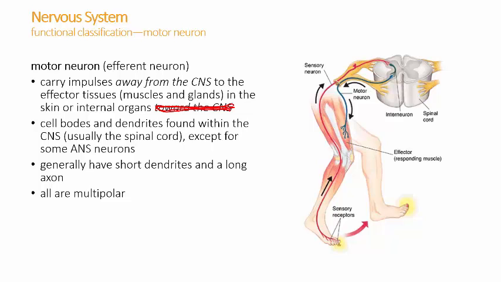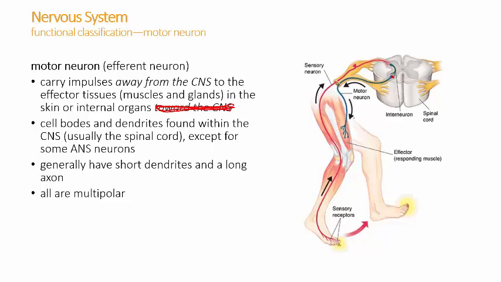The cell bodies are usually found inside the central nervous system. So here's the cell body for our motor neuron. The exception to that is some of the autonomic nervous system neurons. And they generally have very short dendrites and a super long axon. So the dendrites would be here inside the spinal cord, and then the axon moves out. And most of these are multipolar neurons.